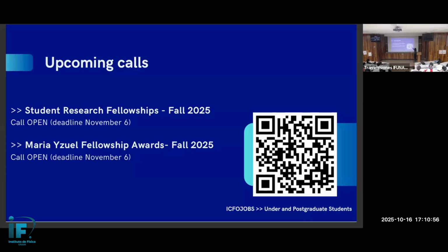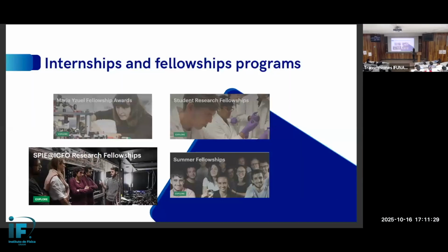Anyway, here is the QR code you can scan, and you will find exactly the page where you will find the application. If you have any questions, I'm going to be here today and tomorrow. Together with me, there's Veronica from academic affairs. She gave a talk yesterday, so please reach out to us and ask any question or doubt you have. We'll be very happy to help you.